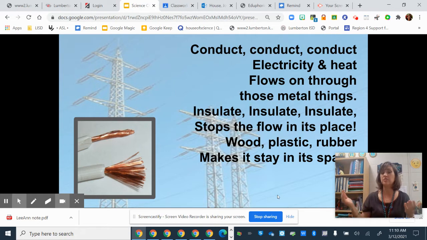So the conductors, like wire, lets electricity go through. It lets heat go through. That's why you don't want to touch a pan on the stove because it's made of metal and it lets the heat go through. But you might put an insulator on or an oven mitt and then touch it and move it because that insulator stops that heat or electricity from going through.